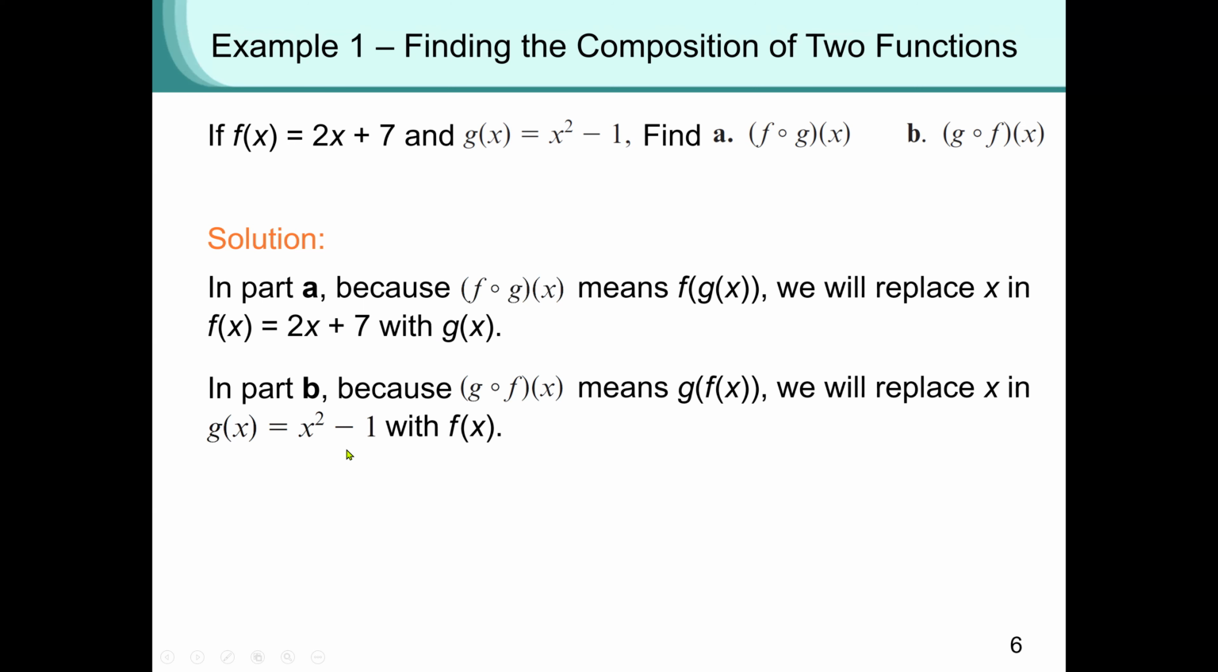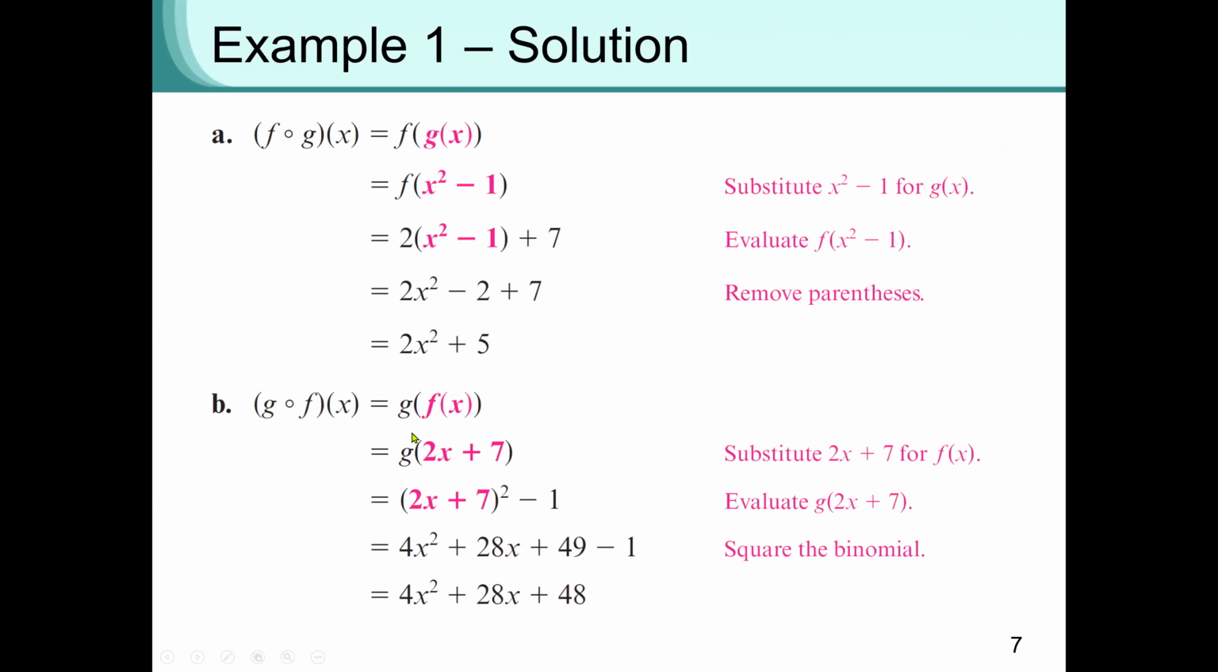Then in part B, we have g composite f at x. So it will be g at f at x. We are going to write g at x first, which is x squared minus 1. Now, anywhere I see x, I'm going to substitute with f at x, which is 2x plus 7. So I'll get 2x plus 7 all squared minus 1. So let's solve the problem in the next slide.